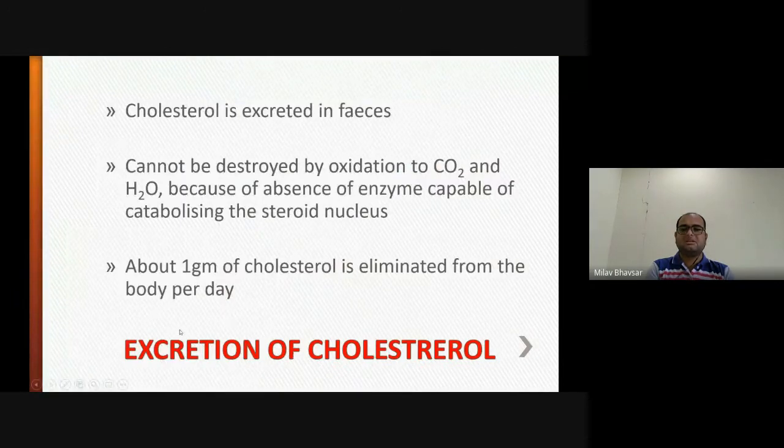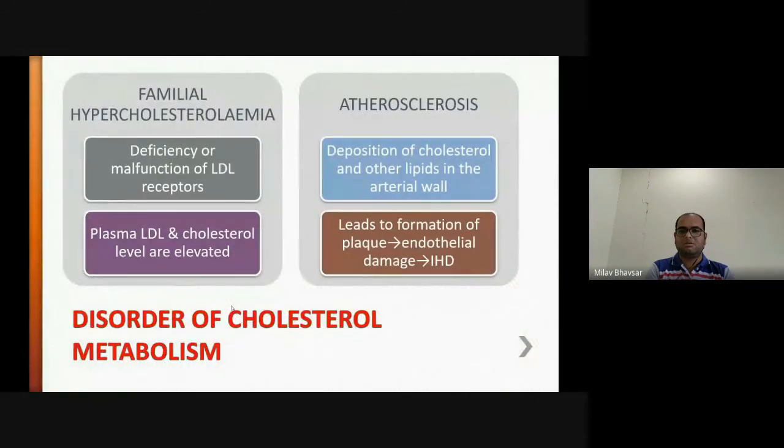So excretion is through feces. Basically, you cannot oxidize the cholesterol. It should come out as it is. Almost around 1 gram of cholesterol per day is excreted this way.